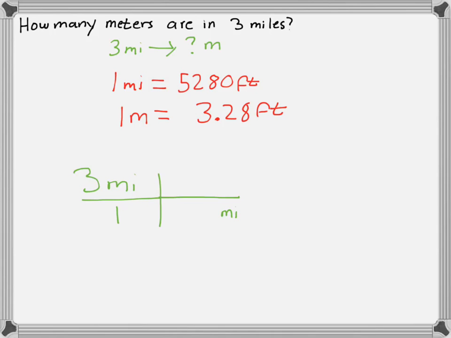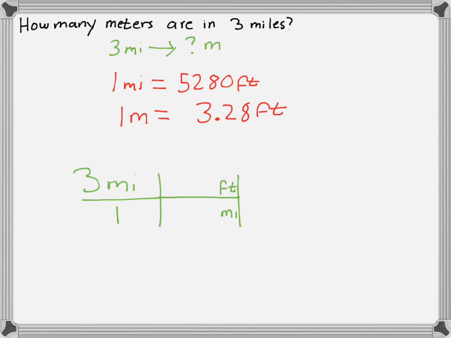So we have miles down below, remember, always diagonal, and we have feet directly above. Now, is this the unit we want to get to? Well, we have feet up here, and meters is what we want, so that's not where we want to be, so we need to take another step.